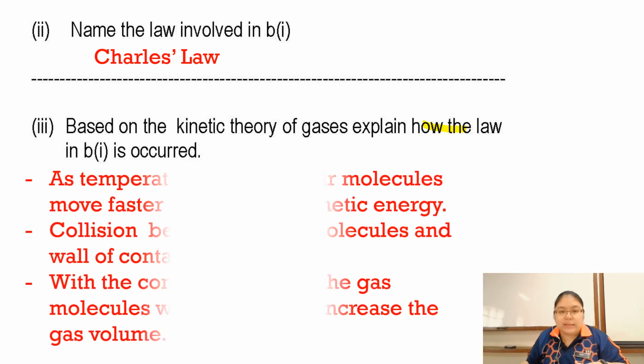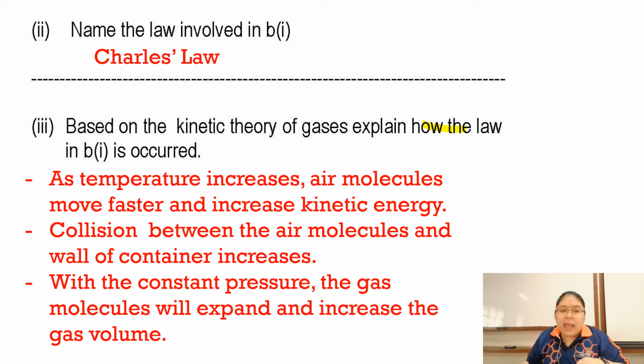Okay, let's see the answer. As the temperature increases, air molecules move faster and their kinetic energy increases. Collision between the air molecules and the wall of the container increases. With constant pressure, the gas will expand and the gas volume increases. The volume expands until the pressure of the gas becomes constant, then it stops. So this is the answer for the kinetic theory of Charles' law.